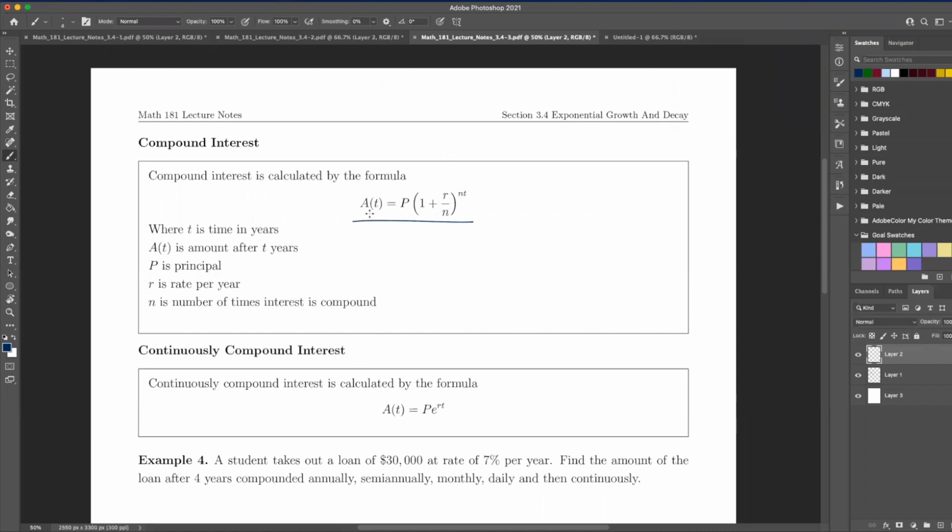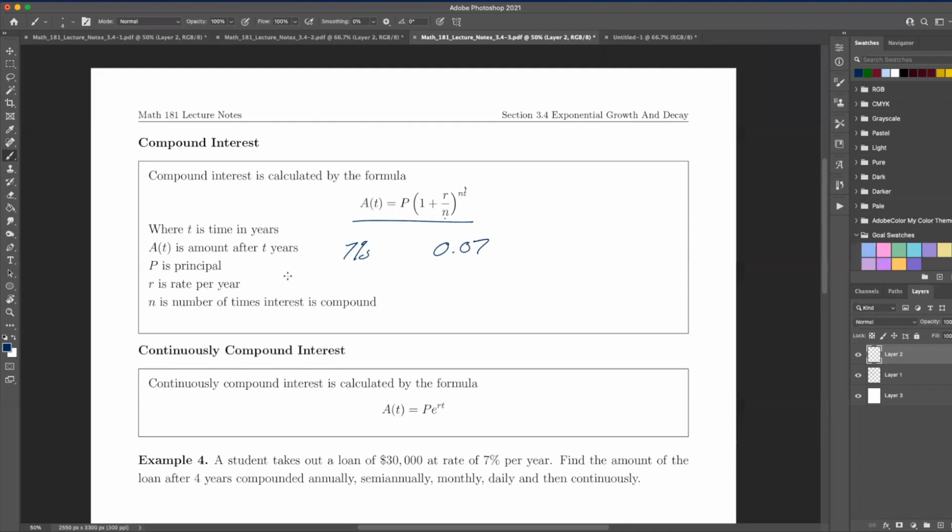So here, the amount after t years for interest rate r, based off the principal P, equals P times 1 plus r over n, where r is the rate per year and n is the number of times interest is compounded. Notice that usually they'll say 7%. Remember, for that 7%, the rate is 0.07. Just be very careful about that.